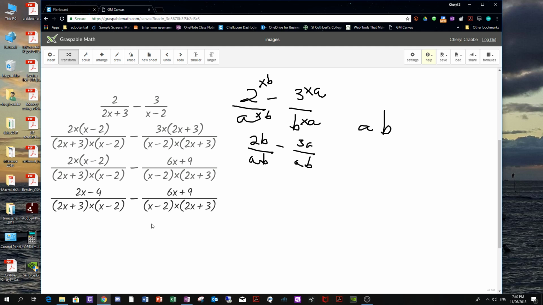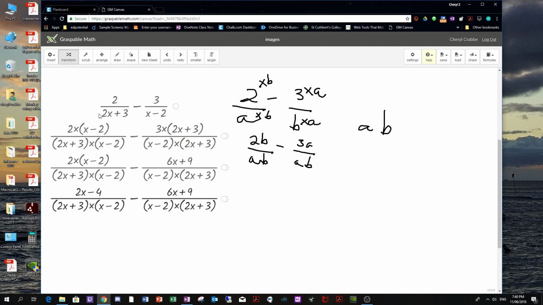Now at this point, all we have to do, we've got these over the same denominator, so I don't think it's going to let me do this. We'll just see. No, because... But that's kind of what you do.